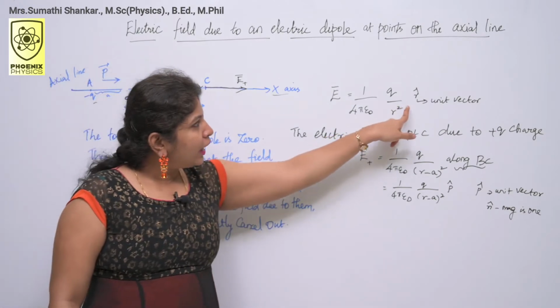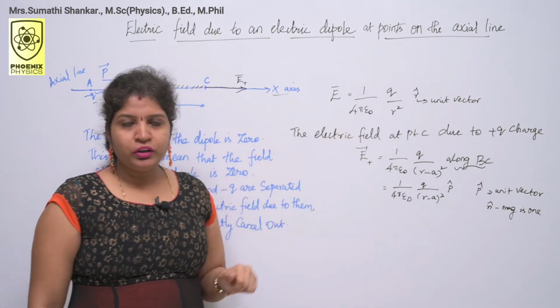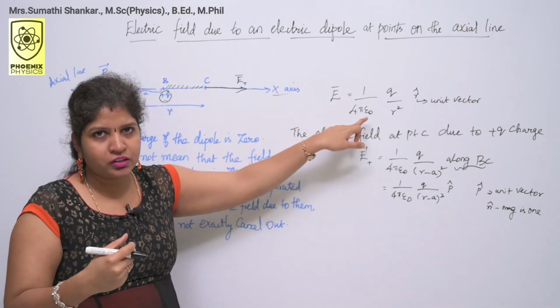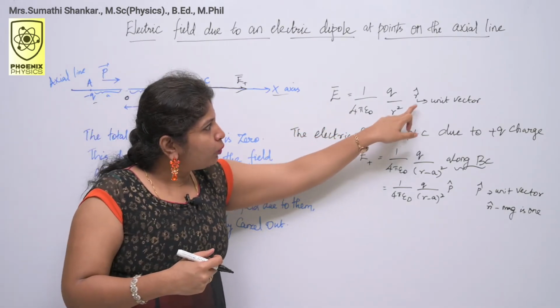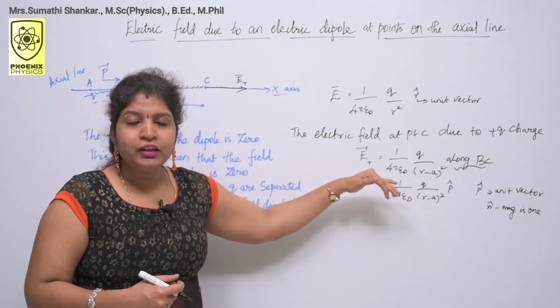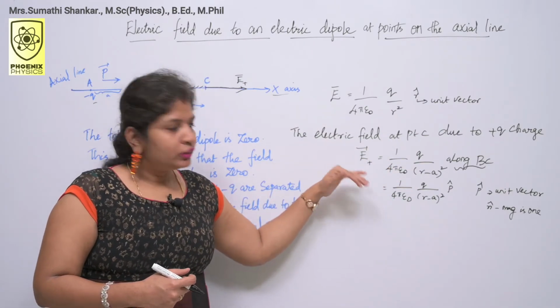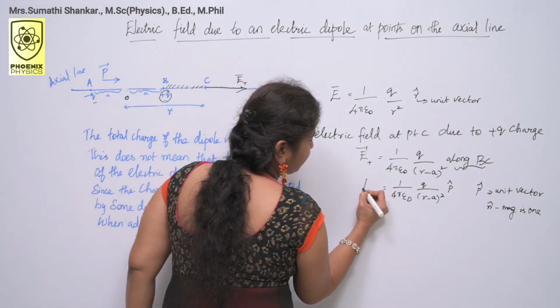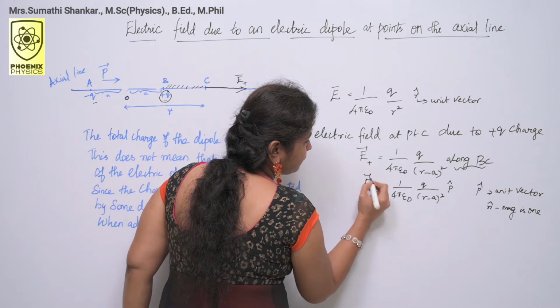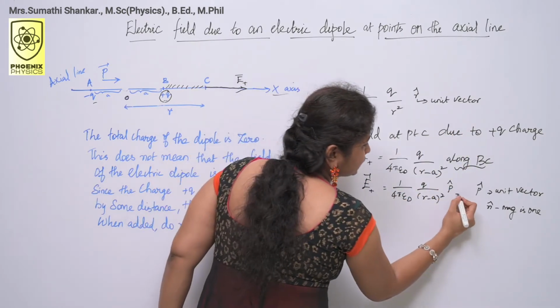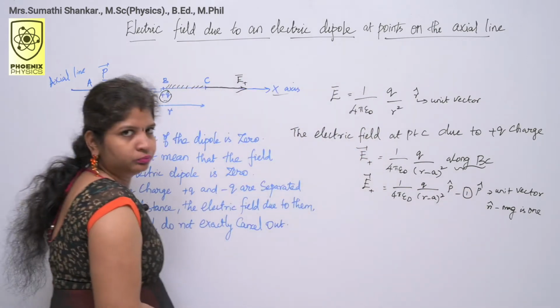Here I have mentioned r cap unit vector. Electric field is calculated based on distance. That is why I have put r cap. Here the electric field is calculated due to the dipole. That is why I have put p cap unit vector. E plus. What is this E plus? Electric field at point C due to plus Q charge. Say this is my equation 1.